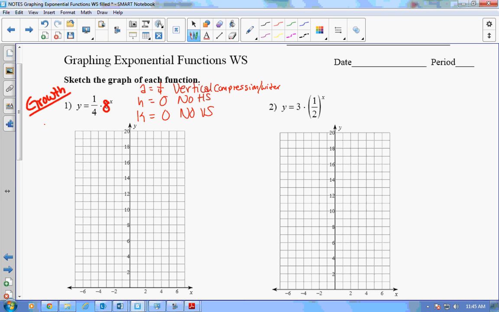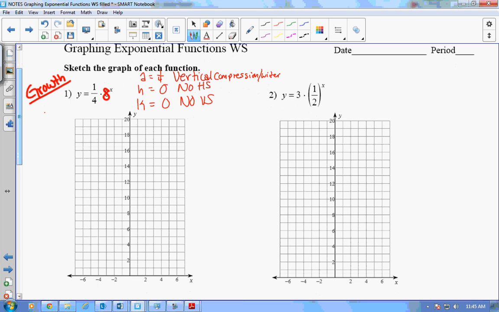Okay, so we're going to start graphing this. The first point we're going to do by hand, and the rest we're going to have the calculator do for us because they're going to be decimals. Don't get a calculator yet, we're doing this by hand, so put the calculators down. We know anything to the 0 power is 1. So we want to make sure the exponent is 0. So I'm going to plug in x equals 0. So I have 1/4 times 8 to the 0 power.